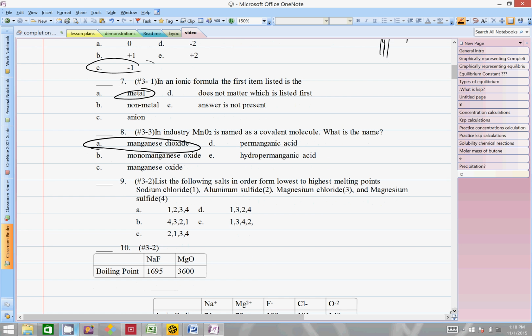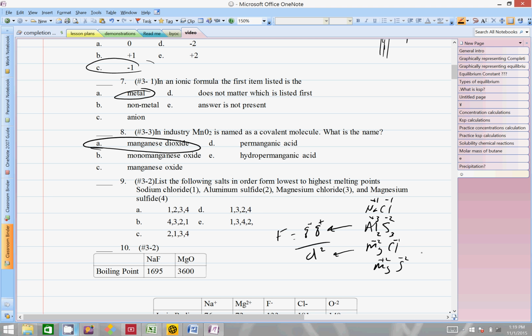Alright, so here we have all these guys, and which one of them has the lowest and highest melting point? Well, the force of attraction is the cation, anion charges, versus distance squared. Distance matters, but we almost always start off looking at charge difference. We have NaCl +1 -1. We have Al2S3 +3 -2. And then we have magnesium chloride +2 -1. And then we have magnesium sulfide +2 -2.